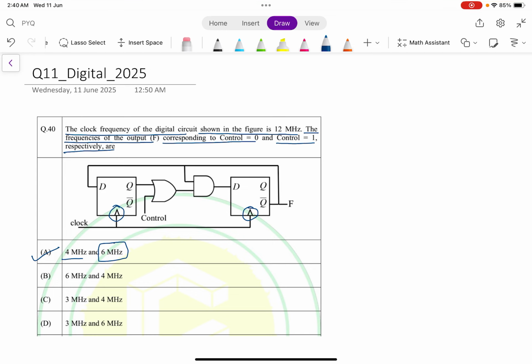This is only based on how you draw your signals and connect the inputs with the outputs. You have to only practice on these types of questions.